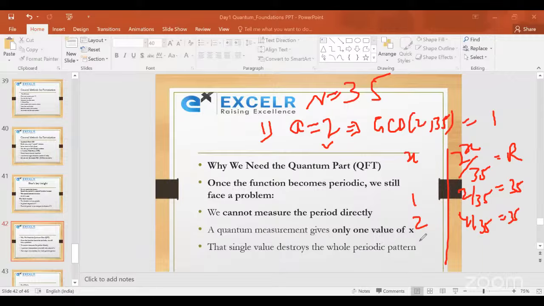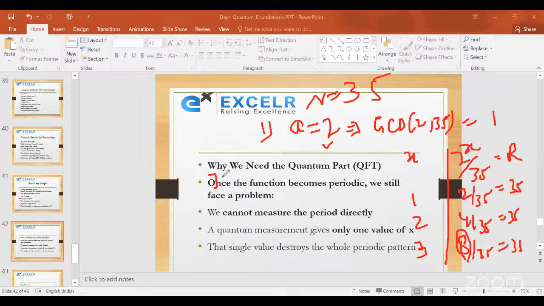Like that, we will continue to 3. 2 to the power 3 is 8, 8 by 35 will give you 8. It will continue, 8, 16, 32. This is increasing by the power of 2. So x is equal to 4, it will be 16. x is equal to 5, it will be 32, like that.